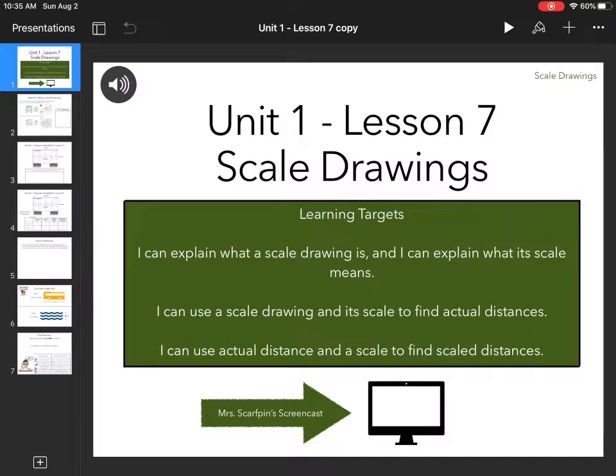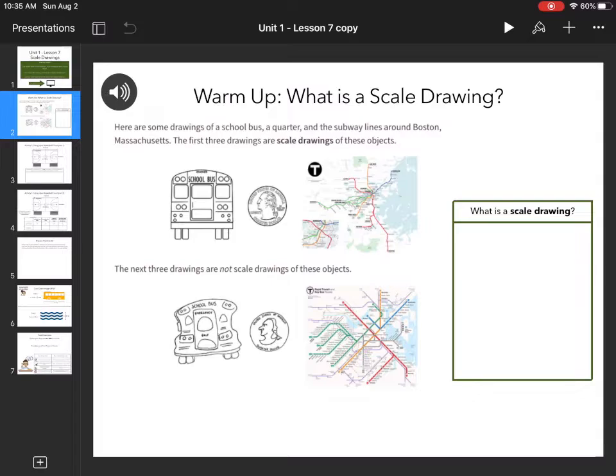So we're going to be talking about smaller versions of bigger things, okay? So it says, what is a scale drawing? Here are some drawings of a school bus, a quarter, subway lines around Boston, Massachusetts. The first three drawings of these are scale drawings. So if you look at them, think about what they have in common. The next three drawings are not scale drawings. So it's the same thing, a school bus, a quarter, and a subway map. So if you look at them, what is a scale drawing?